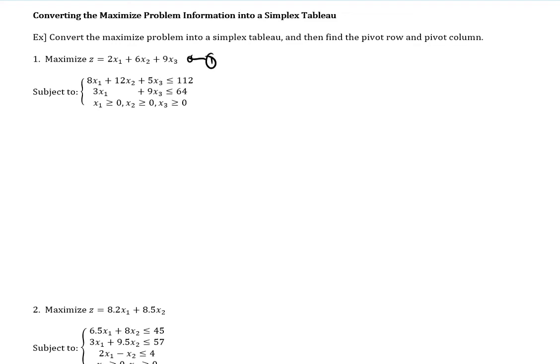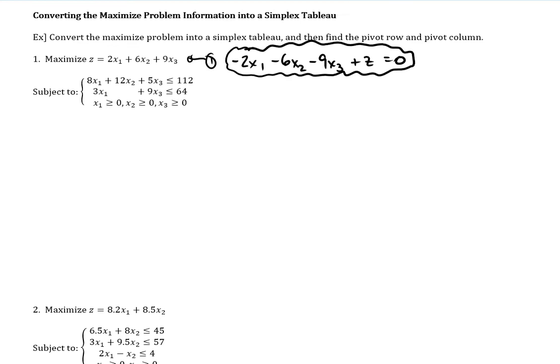Step 1 is looking at this and moving all of the variables to the left. I usually don't even show the minusing. I know I have to move these all over to the left side, which just puts them negative: negative 2x1 minus 6x2 minus 9x3, and then the z is usually the last variable written, so plus z equals 0. So that's how we can convert that information.